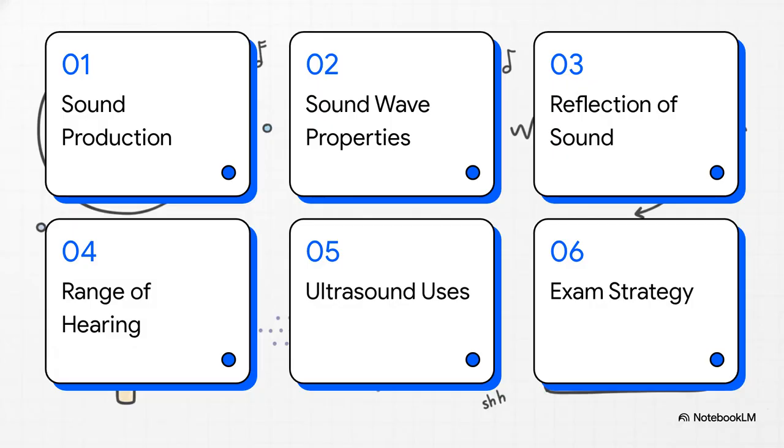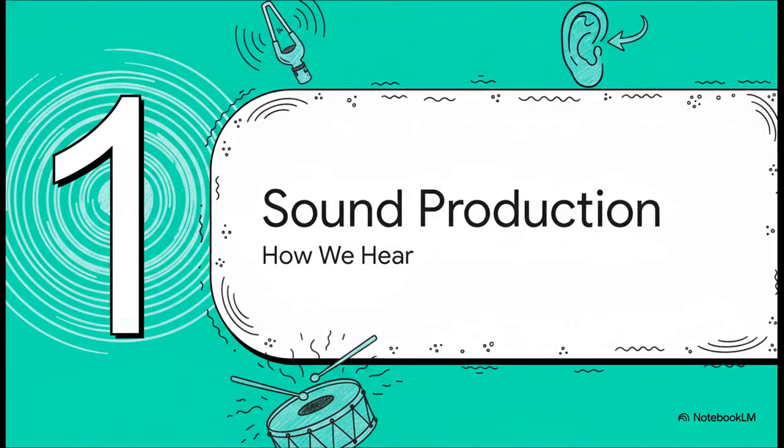So, here's our plan for today. We will start with the production and propagation of sound. Then we'll look at how to describe a sound wave. After that, we will discuss the reflection of sound and the human range of hearing. We'll also cover the many applications of ultrasound. And finally, and very importantly, we will discuss your exam strategy. This will make sure you are fully prepared. All right, let's begin with our first topic.